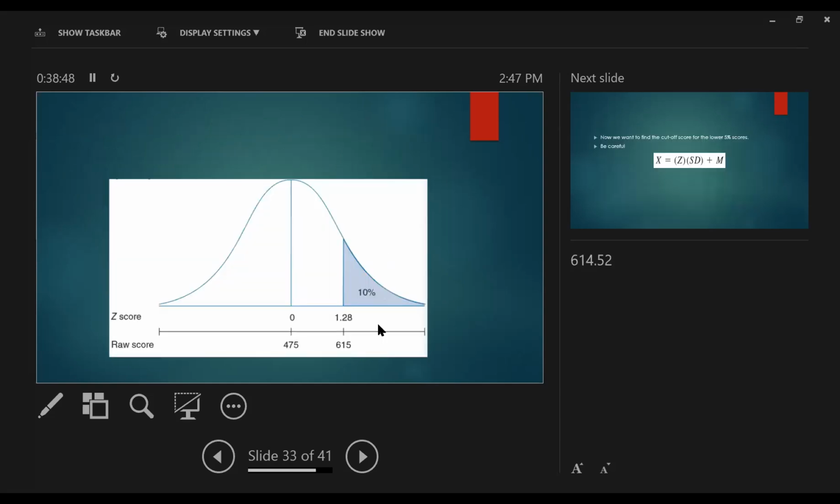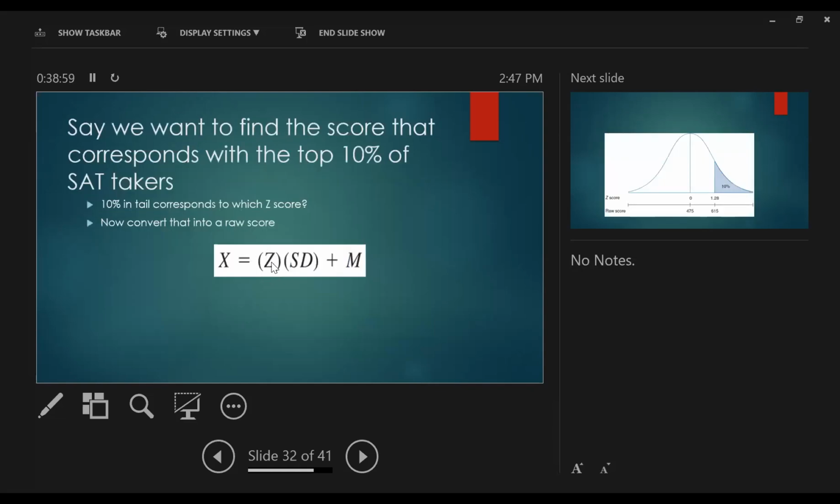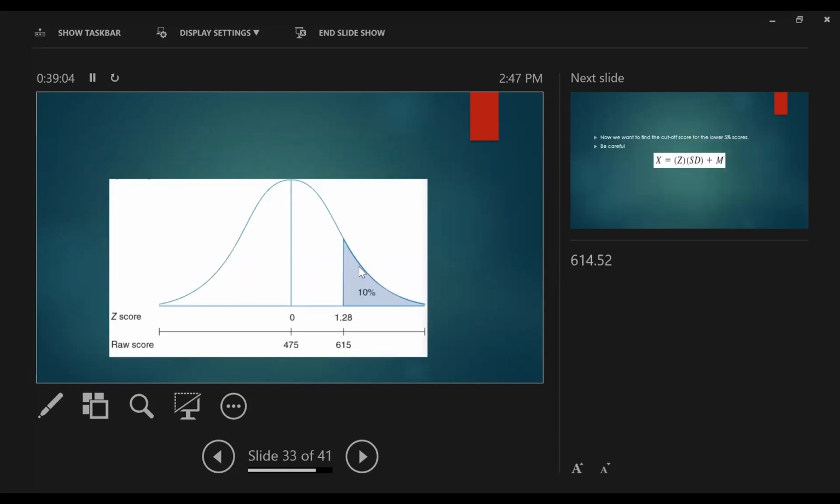Okay, so here's what it would look like. We would figure out this 10% in the tail, which is a z-score of 1.28. And then from there, you would do 1.28 times your 109 standard deviation plus 475 for the mean, which would give you a score of 615. That's all still using the same example I was showing you guys earlier, where we were given the standard deviation and the mean for the critical writing, critical reading, and math. So that will be provided.